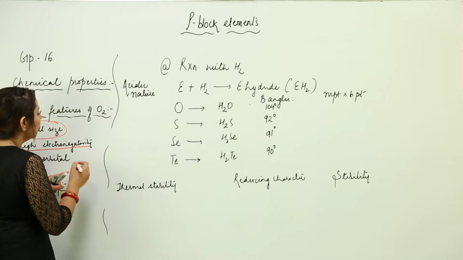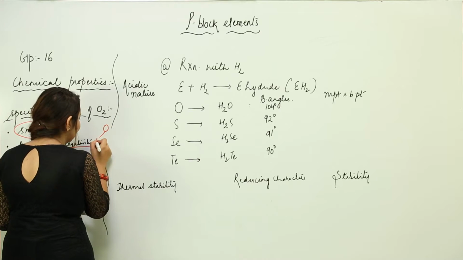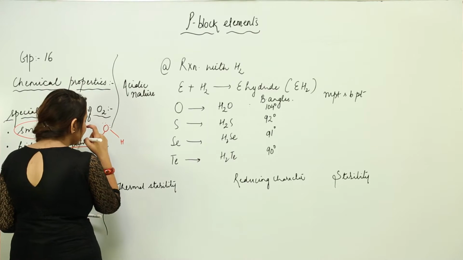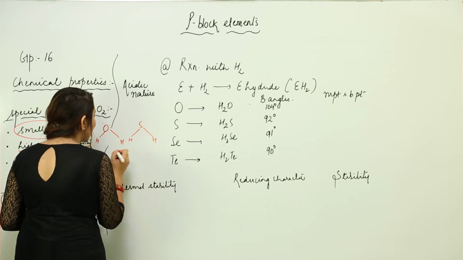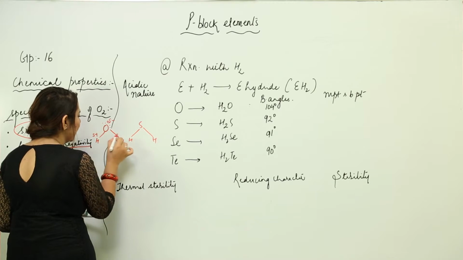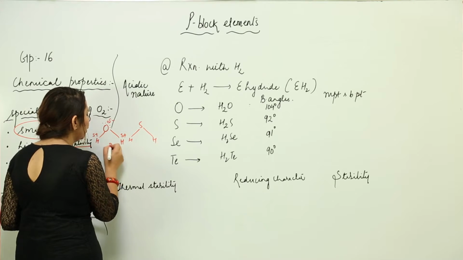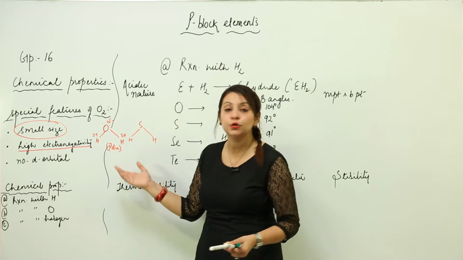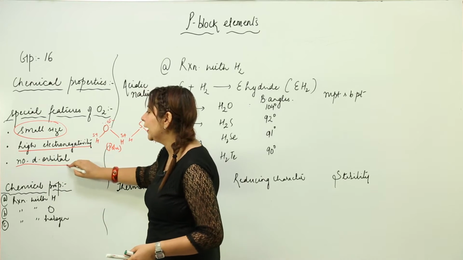Let's see the structure. If you see the structure of water, it will be somehow like this. And if you see the structure of H2S, it will be like this. As you have seen, because it is electronegative, it acquires a partial negative and a partial positive charge. So this molecule is polar, and this polarity indicates that it is electronegative in nature. And the third property is that it has no vacant d orbital.